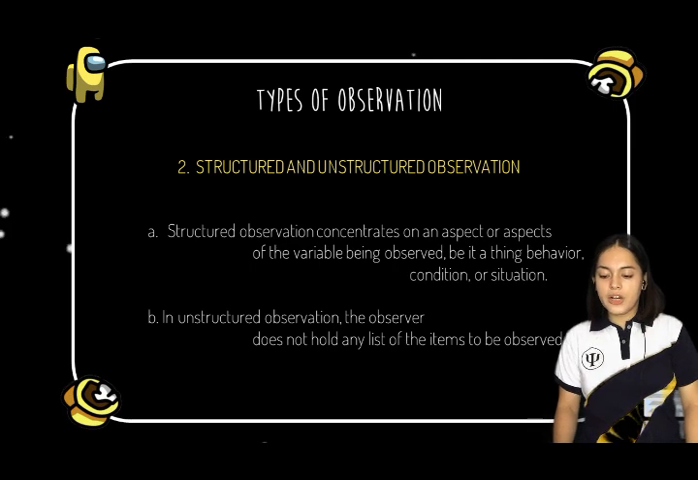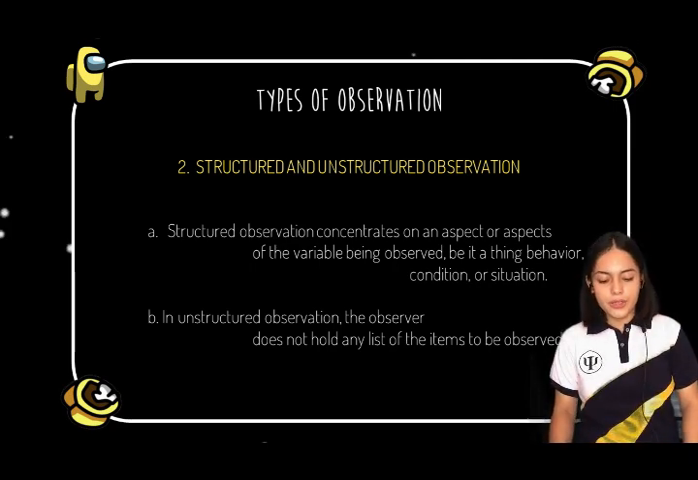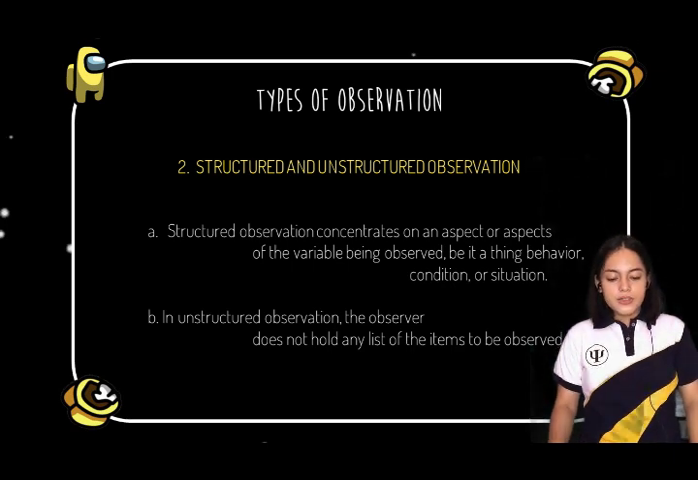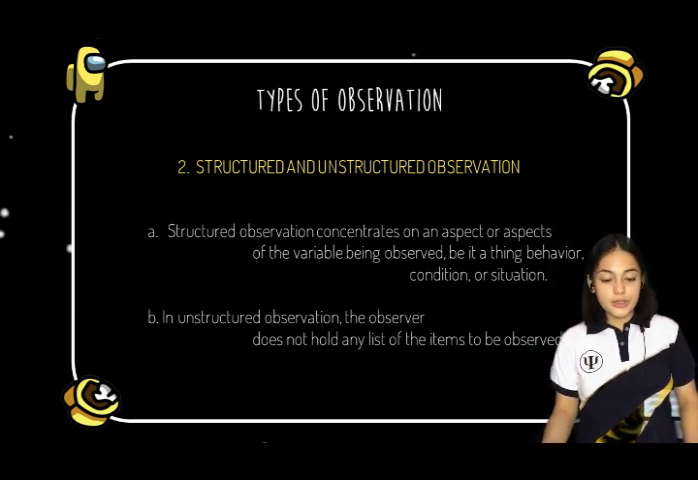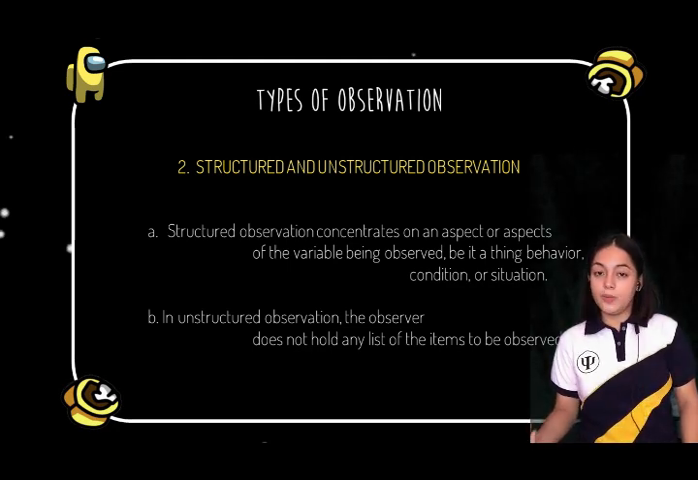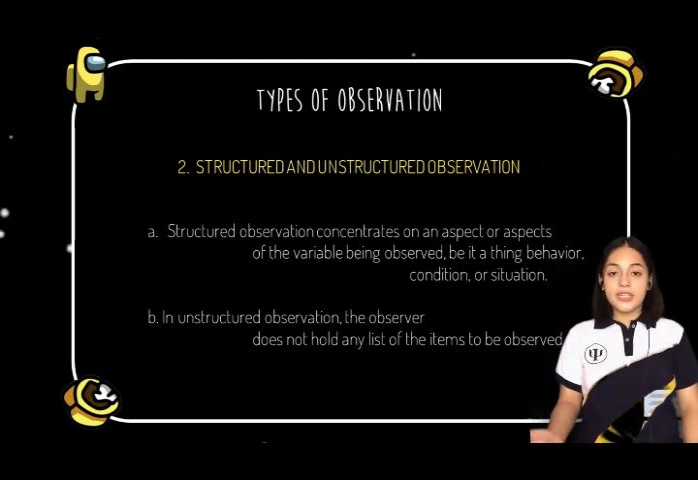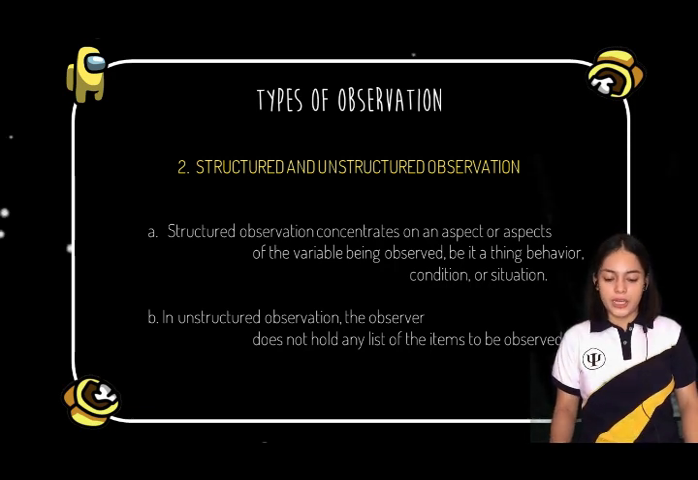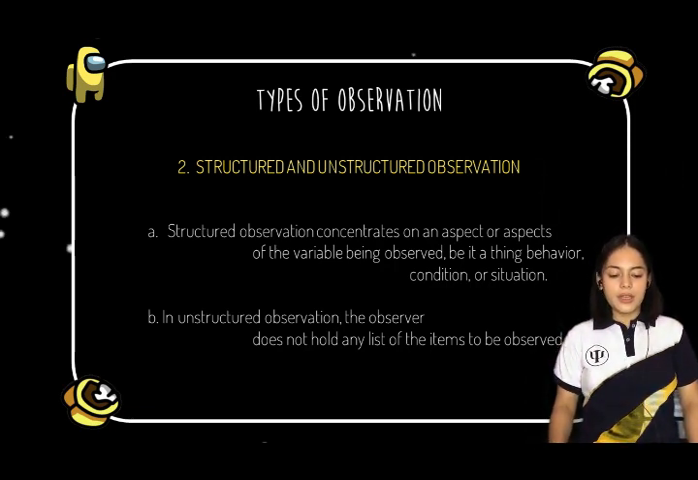The second type of observation is structured and unstructured observation. Structured observation concentrates on the aspects of the variable being observed. Here, structured observation is when the items to be observed are usually specified. It could be a thing, a behavior, condition, or situation of a certain subject. This is usually used in participant or controlled observation.